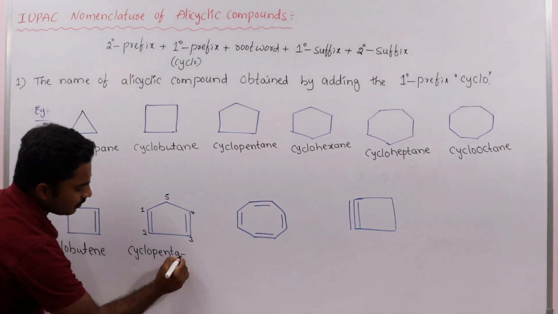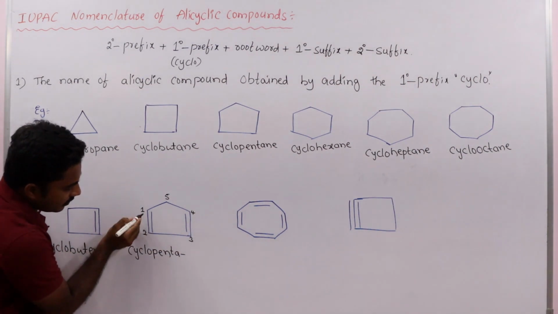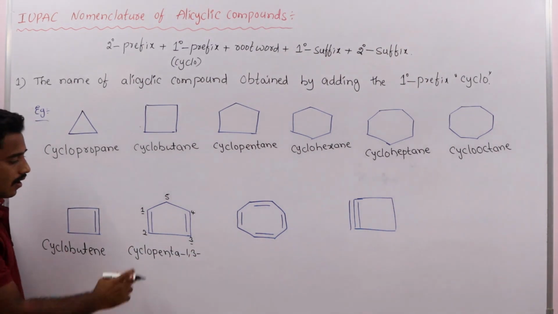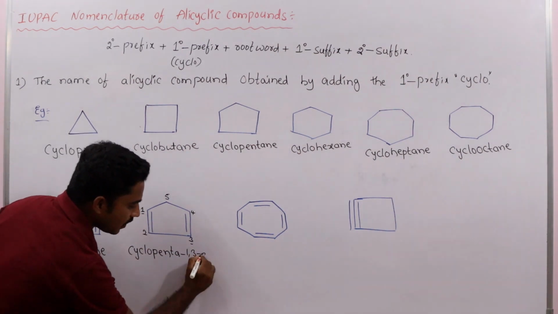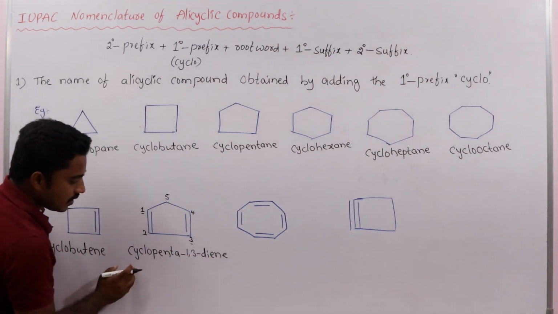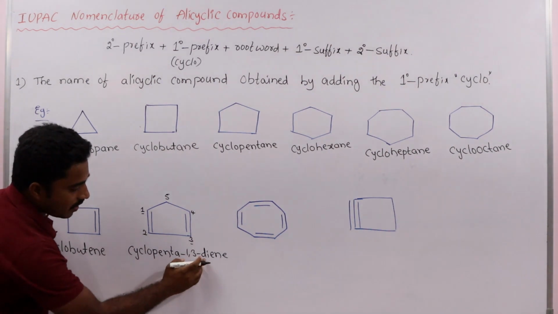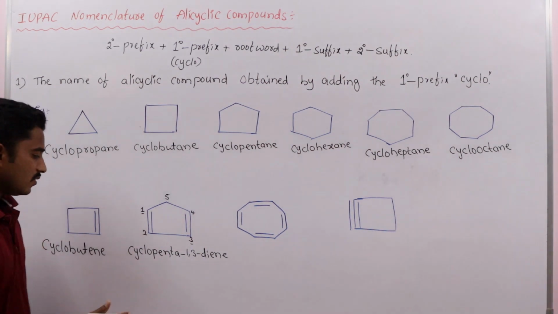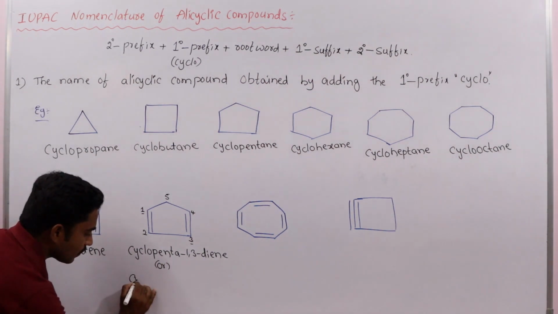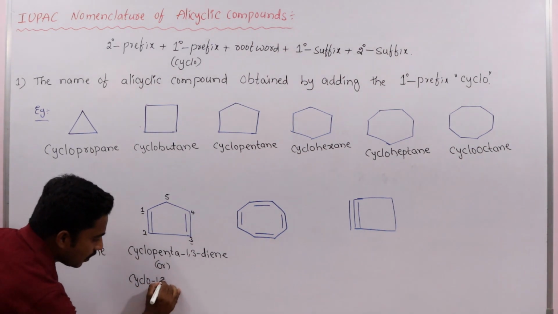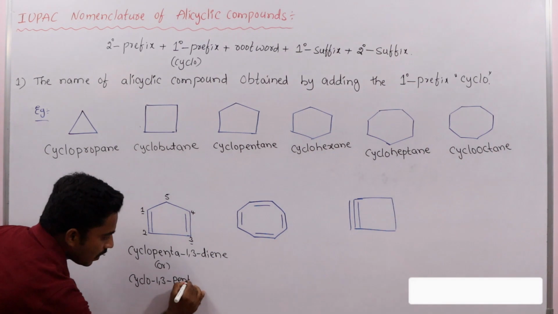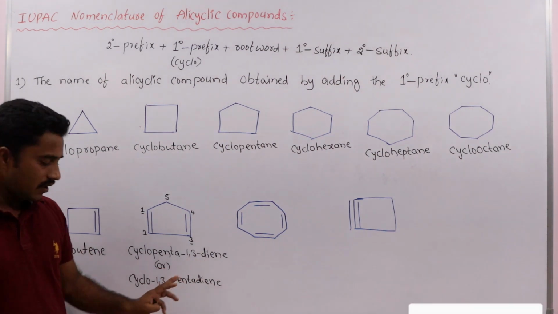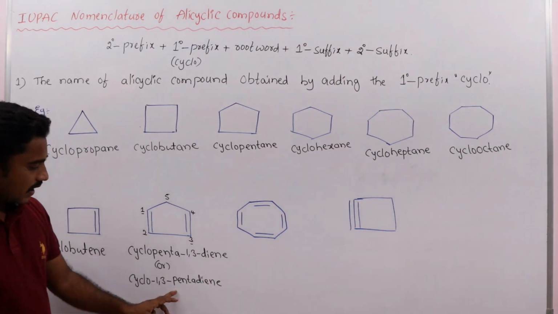Then, double bonds are present at which positions? One is at first, one is at third: 1 comma 3. How many double bonds are there here? 2. That's why diene. Cyclopenta-1,3-diene is the name. Or we can also write this molecule as cyclo-1,3-pentadiene. So both are correct: cyclopenta-1,3-diene or cyclo-1,3-pentadiene.